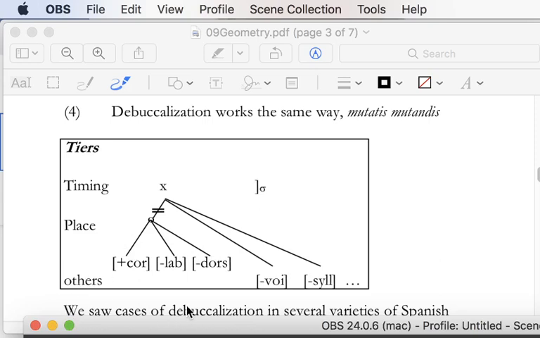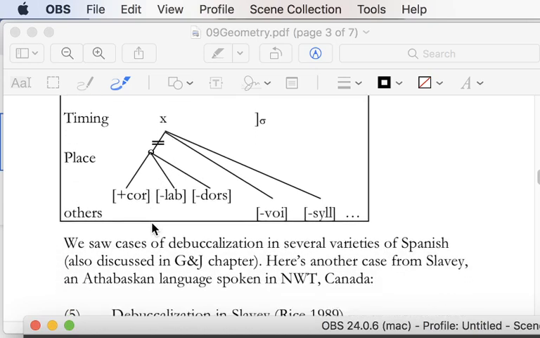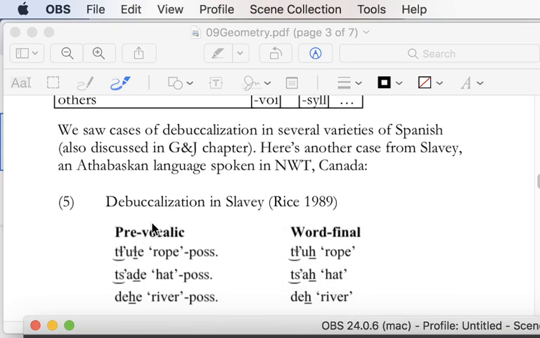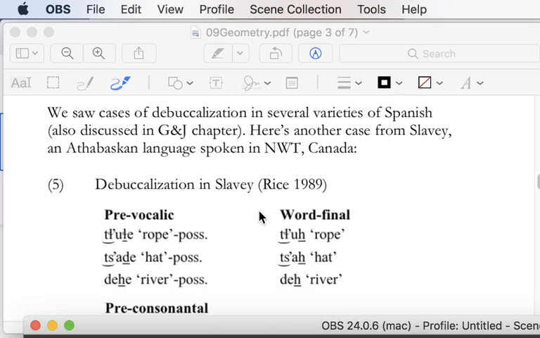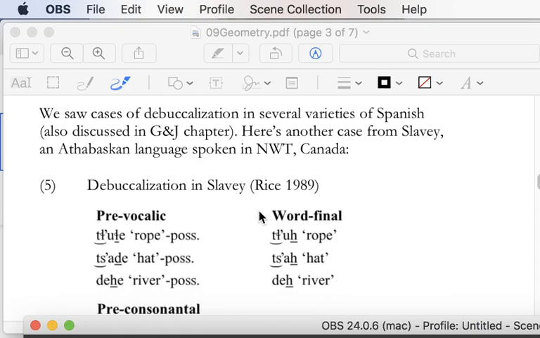Other features are left intact. If it starts out voiceless, it stays voiceless. If it starts out a consonant, it stays a consonant, and so on and so forth. But these three features pattern together to the exclusion of some other features, so we write them as a constituent here. We've seen debuccalization in a couple of varieties of Spanish. It's also discussed in the Hussenhoven and Jacobs chapter, which is on the website. We saw it in one of our homework assignments.